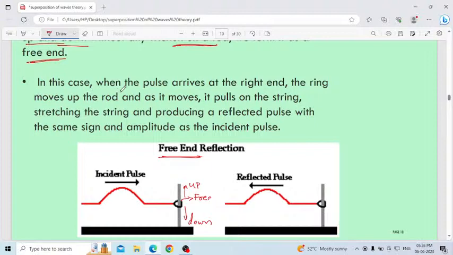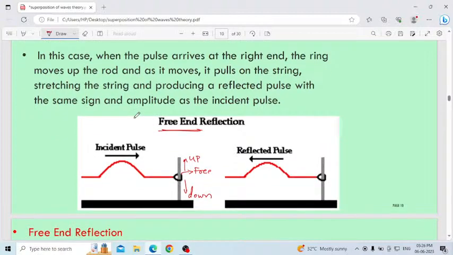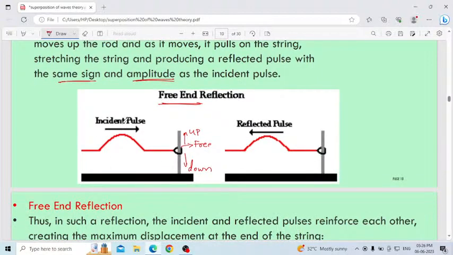In this case, when the pulse arrives at the right end, the ring moves up the rod. As it moves, it pulls on the string, stretching the string, producing a reflected pulse with the same sign and amplitude as the incident pulse. You can observe here this is the incident pulse.